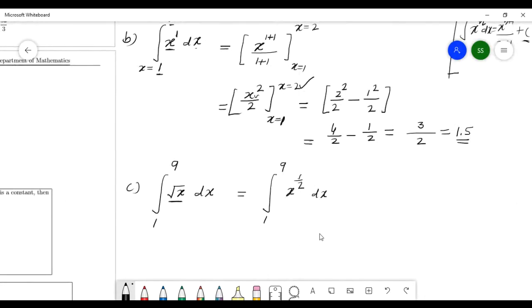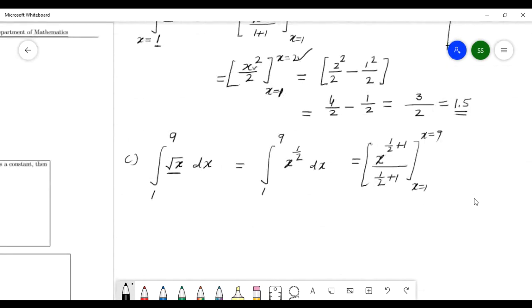So this equals the integral of x power 1 by 2, which is x power 1 by 2 plus 1 over 1 by 2 plus 1, following the rule x power n plus 1 over n plus 1. And here you will take x equals 1 to x equals 9.